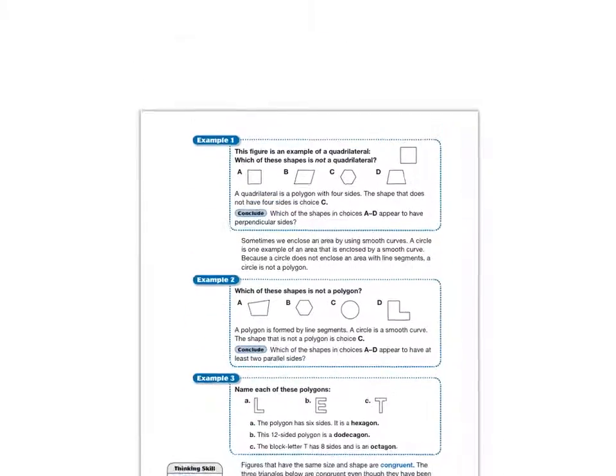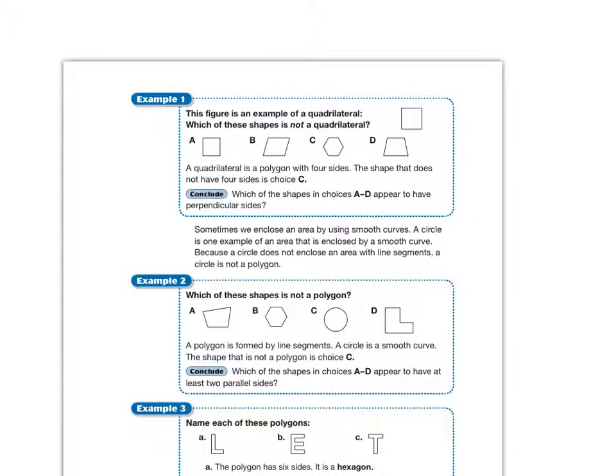Next slide. We have example 1. This figure is an example of a quadrilateral. Which one of these shapes is not a quadrilateral? It has to have quad, 4 sides. So you notice here this one does not have 4 sides, it has 6.